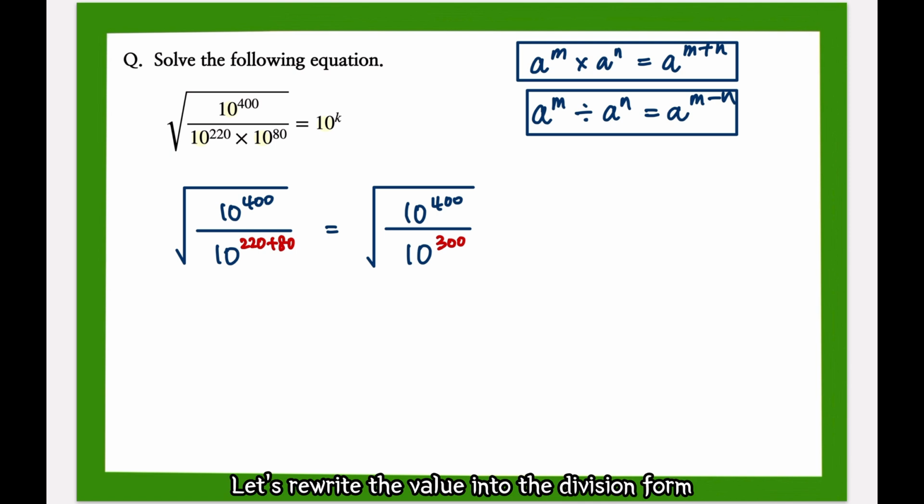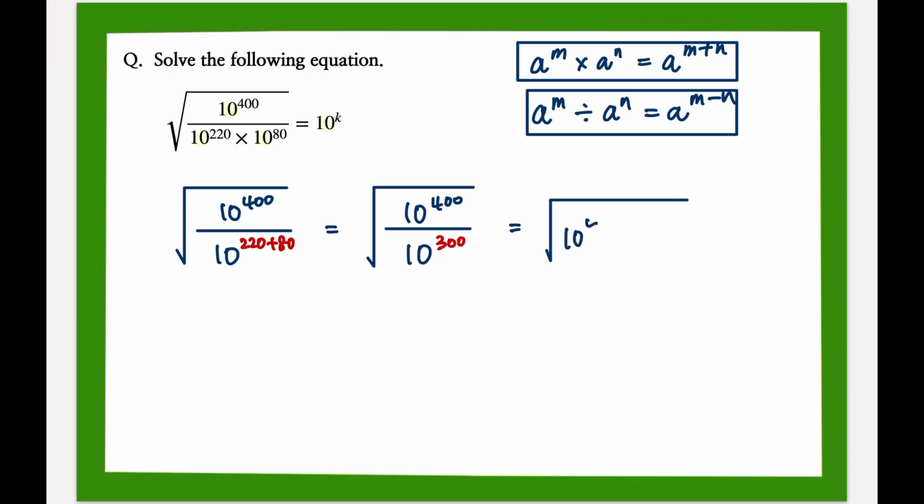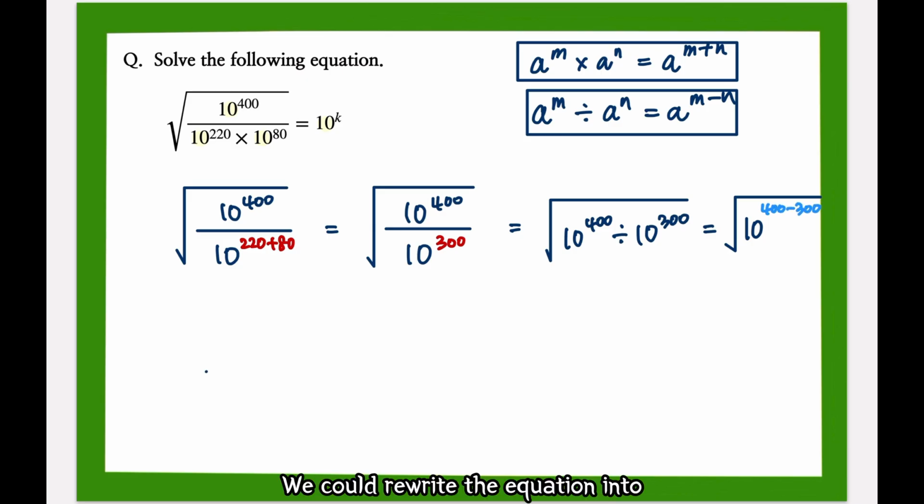Let's rewrite the value into the division form. Then root 10 to the 400 divided by 10 to the 300. Let's try to apply the division rule. Then we get root 10 to the power 400 minus 300. We could rewrite the equation into root 10 to the 100 is equal to 10 to the k.